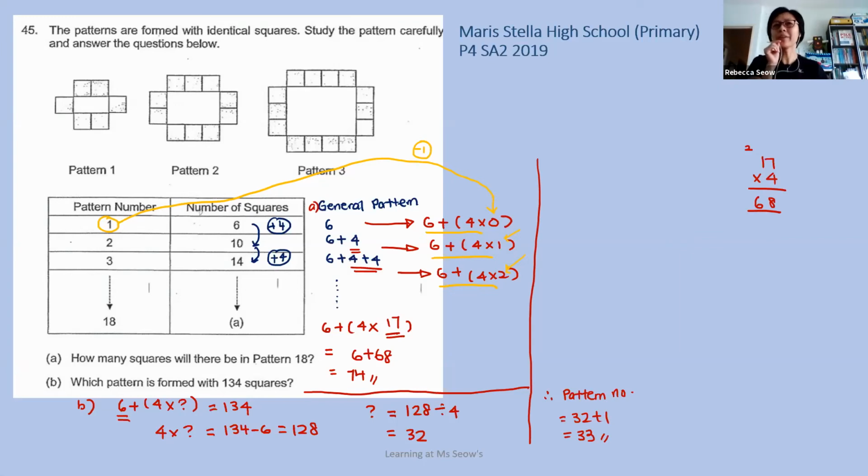I hope that going through these two questions will give you a better insight on finding the general pattern of questions such as this. And I believe that with more practice, you should get better and more familiar with the questions.